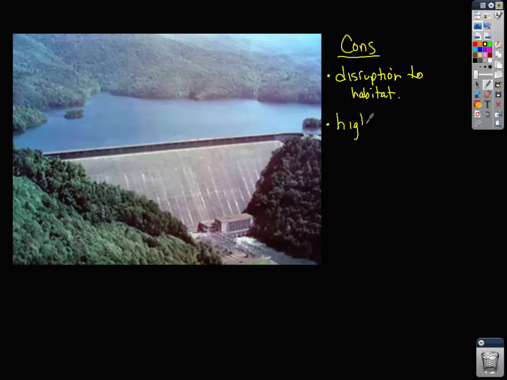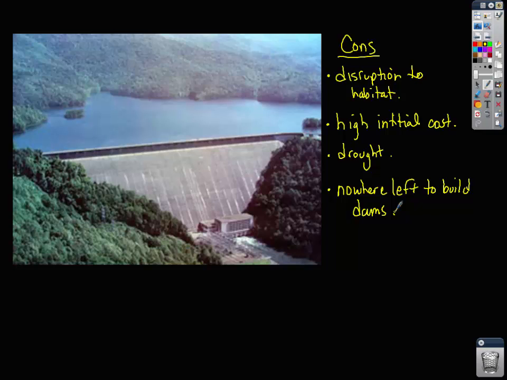There's a high initial cost. These things are very, very expensive to build, although they have low operating costs. Drought could affect performance. And the last con is that there are very few, if any, viable locations left along our rivers. So we have to turn to more expensive alternatives. Hopefully that gives you a sense of the advantages and disadvantages of hydroelectricity in regards to building dams here in the United States.